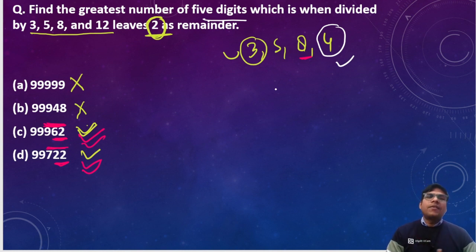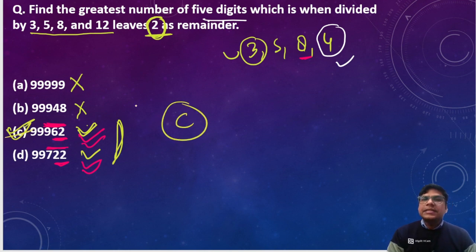So how do we find our answer if all the tools that we have fail? In that condition, we have to take help of the given question. What is the question here? Find the greatest number of 5 digits which, when divided by these, leaves the remainder. Greatest number of 5 digits. So out of these 2 options, the option which is greatest will be our answer. Which option is greatest? Option C is greatest, so option C will be the right answer. So our answer is C.